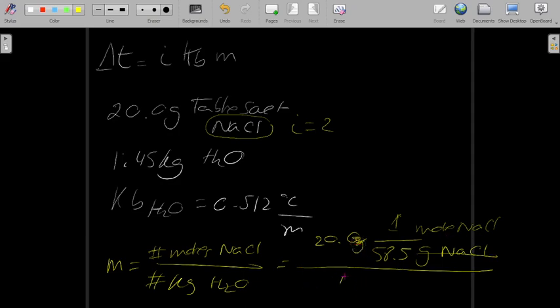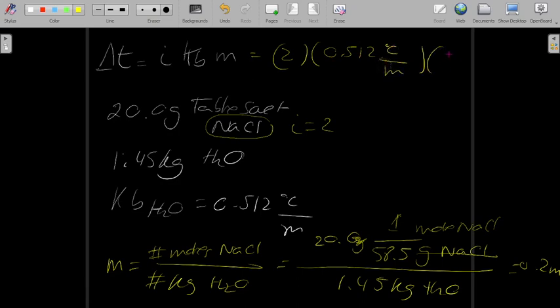This is gone, and now I'm left with moles. And the kilograms were given, so great. I don't even have to do that step. Put everything in the calculator, and you'll find out that the molality here is 0.2. 0.2 molality. Now I can plug everything into the formula. i is 2. Kb was given to me. 0.512 degrees Celsius divided by molality, and the molality I found out by myself. So that's my molality. Units are going to work out, and 100.2 degrees Celsius is my answer.